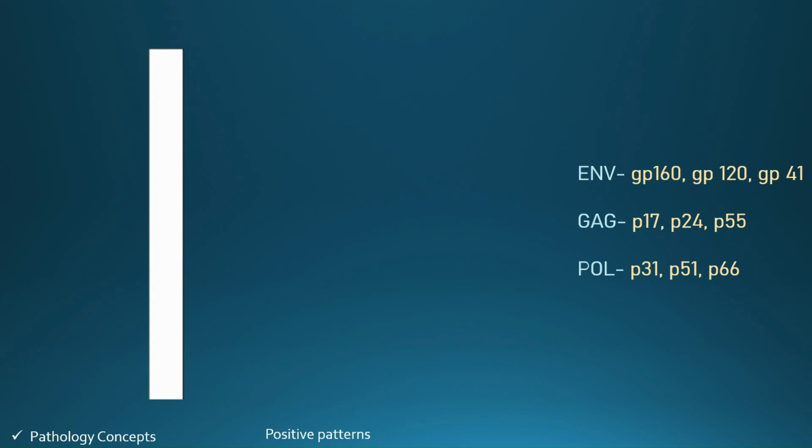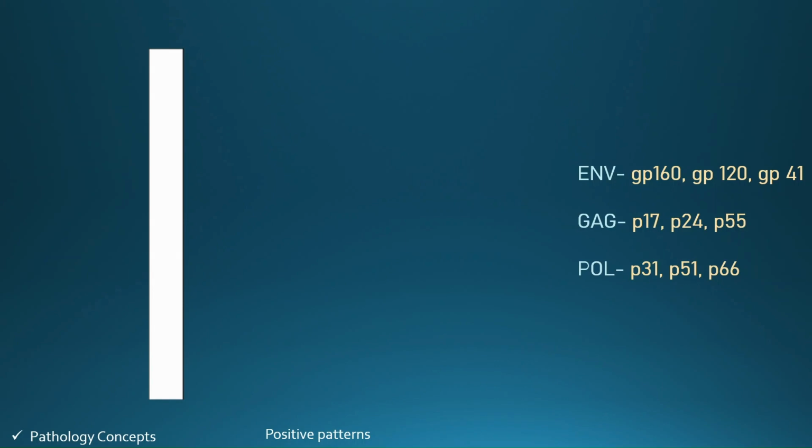First we have to understand different types of antibodies like envelope, gag and pol antibodies. The envelope antibodies include GP160, GP120, GP41. The gag antibodies are P17, P24, P55 and pol antibodies are P31, P51 and P66.